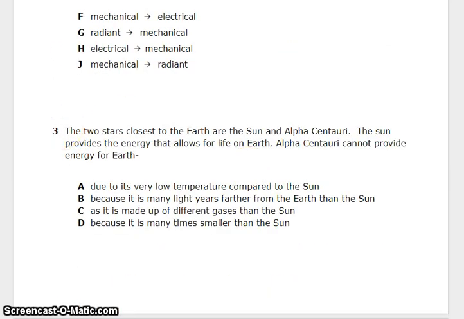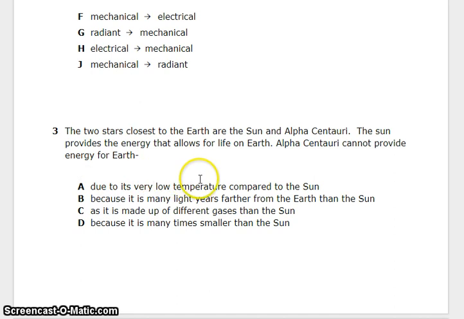Number 3. The two stars closest to the Earth are the Sun and Alpha Centauri. The Sun provides the energy that allows for life on Earth. Alpha Centauri cannot provide energy for the Earth because A.